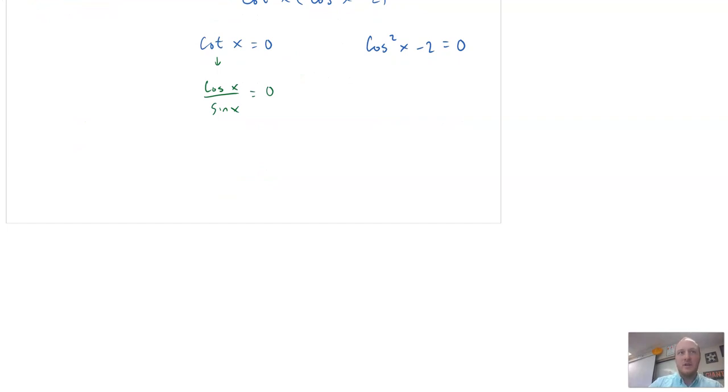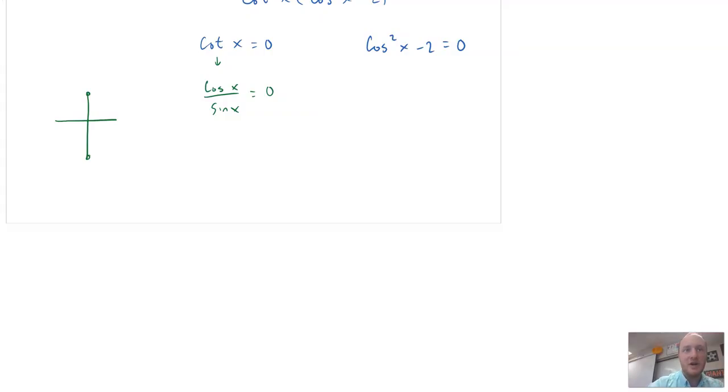And really, what this is, okay, I want to know where is cosine of x equal to 0. Okay, so where is cosine of x equal to 0? And that is going to occur here. Sorry, not there. What am I doing? It's going to occur here at pi halves and at 3 pi halves.